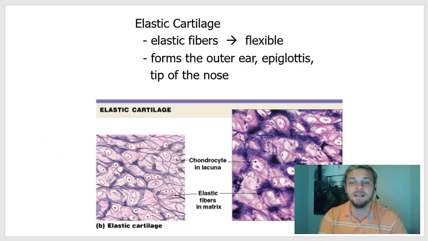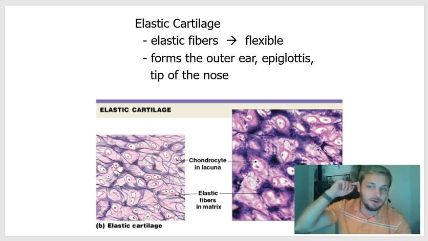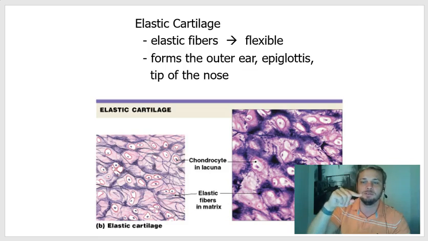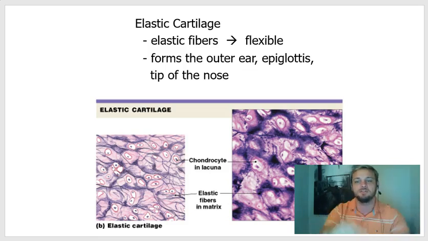Places where you find elastic cartilage, you're going to find it on the outer ear. You can bend your ear and it flops right back because you have elastic cartilage. You can find it on the epiglottis. The epiglottis is a little flap right above your larynx. When you swallow, this flap closes so spit doesn't go down your trachea, and so you don't choke on your own spit or whatever you're swallowing, food, water, whatever.